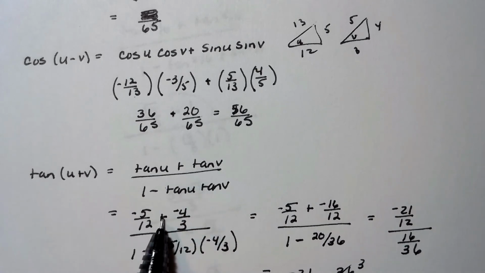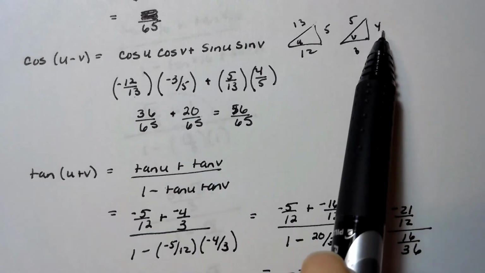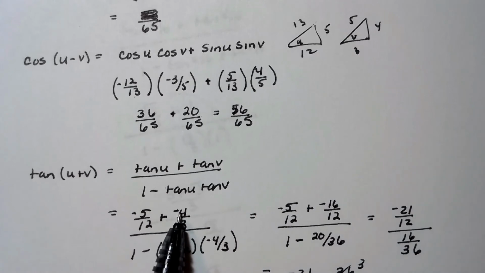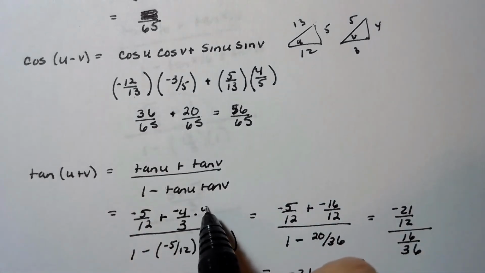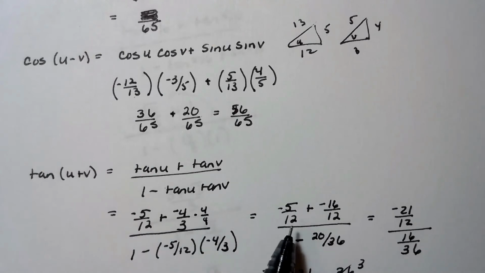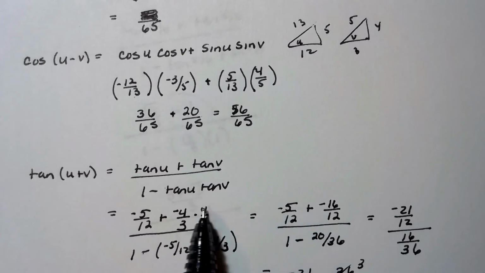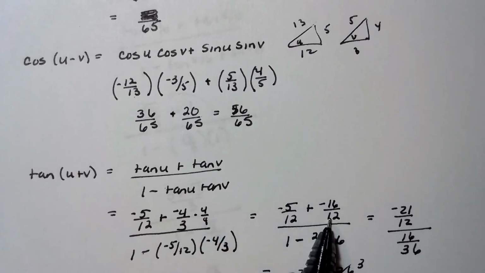Okay? Plus tangent of v, well, the tangent is 4/3, and again I assigned a negative to it because it's in quadrant 2, over 1 minus tan u tan v. Again, I made them both negative because they're in quadrant 2. Now, what I did from here to here is I multiplied this fraction by 4 over 4, an equivalent fraction, so my denominators would be the same. So here I have 5 over 12 negative plus negative 16 over 12, right? And on the bottom, I have 1 minus. Now, a negative times a negative is going to become a positive, so I get 20 over 36.